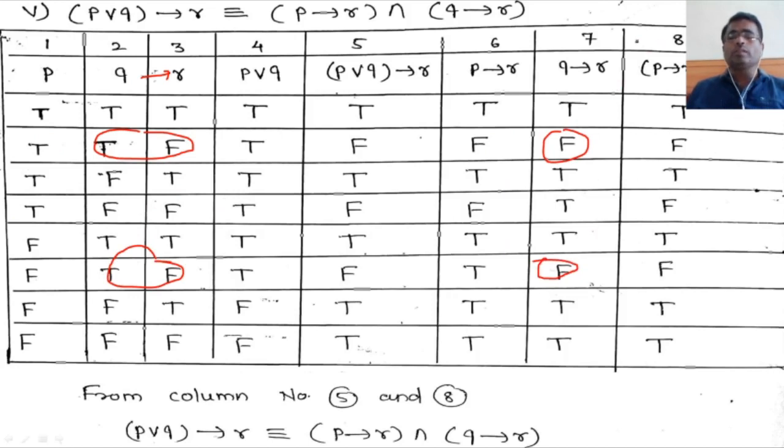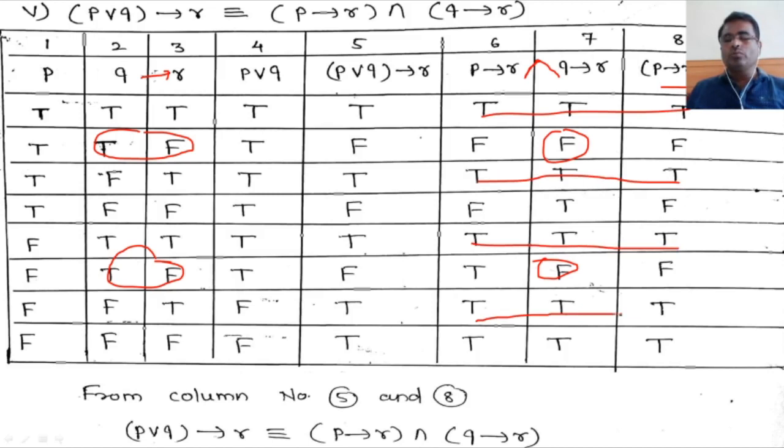And now we have to consider the AND operation between these two columns, P implies R and Q implies R. So for true, true only true, for true, true again true, again true, and again true, otherwise it is false. Other combinations are not true, true, therefore these values are false here. This value is false, this value is false.